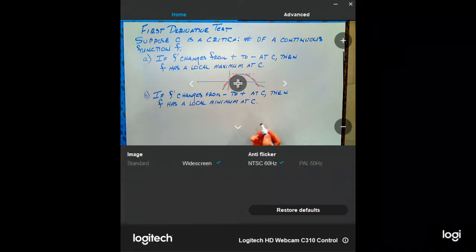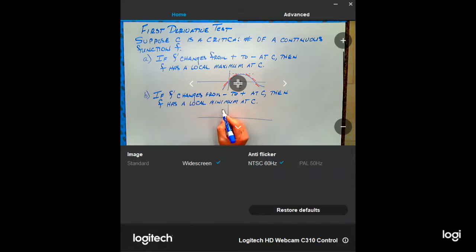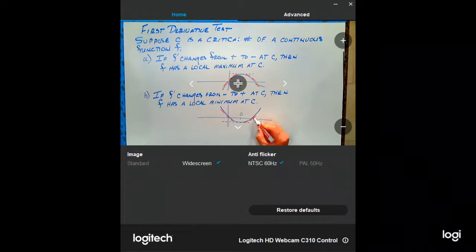at C. And if we draw a similar picture here, with a local minimum, here would be C. Why is that a critical number? Well, because the derivative equals 0 there. The slope of the tangent line on this side is clearly negative, whereas the slope of the tangent line on this side is clearly positive. So our derivative has changed from negative to positive at C, and indeed C is a local minimum.